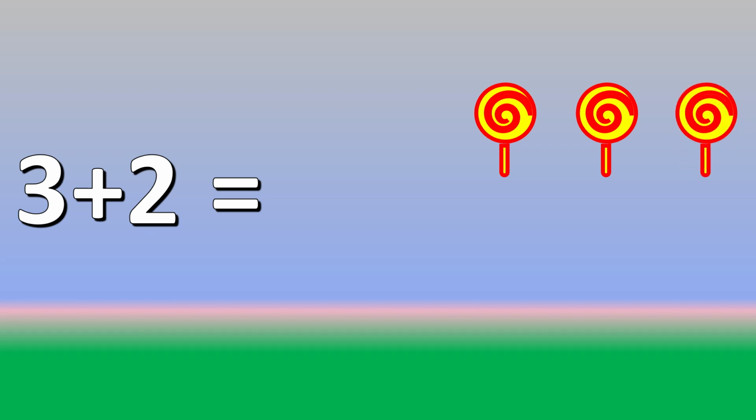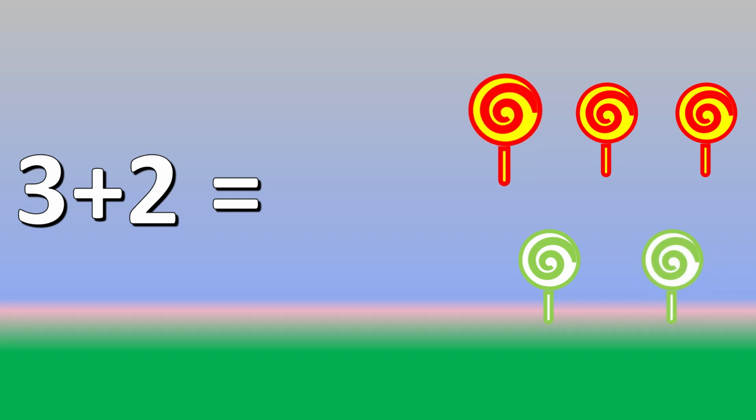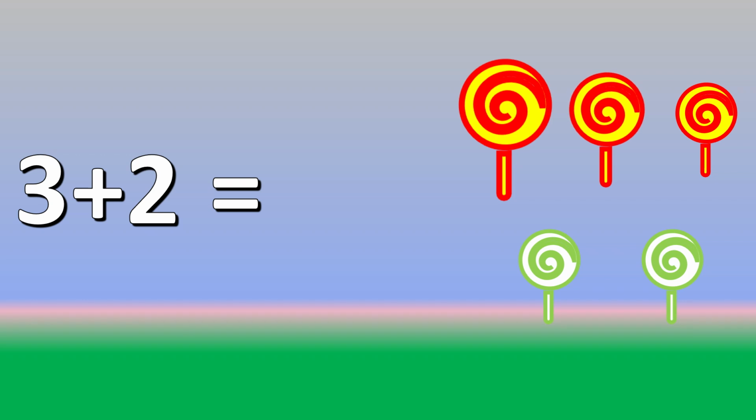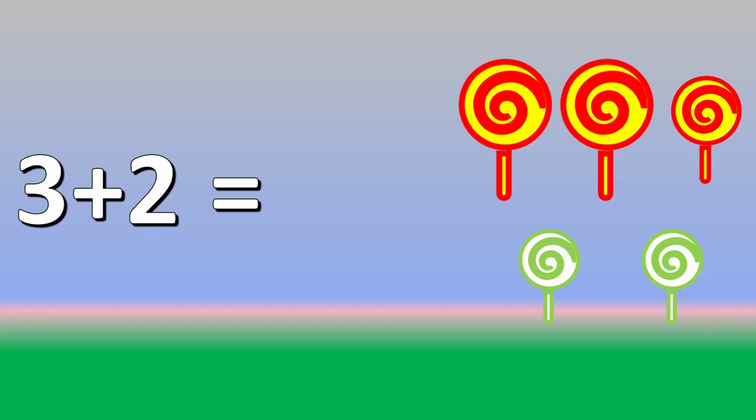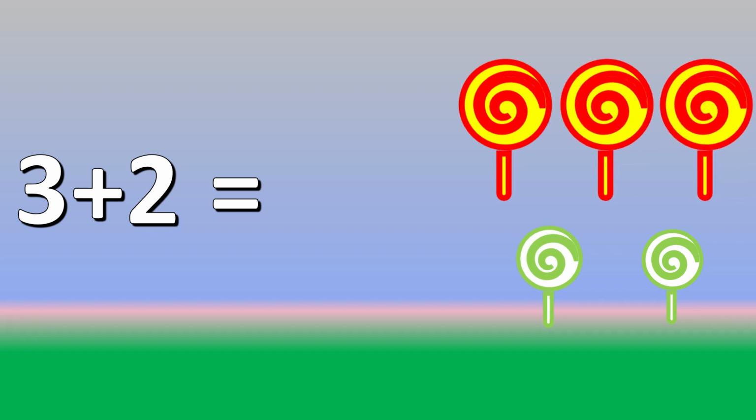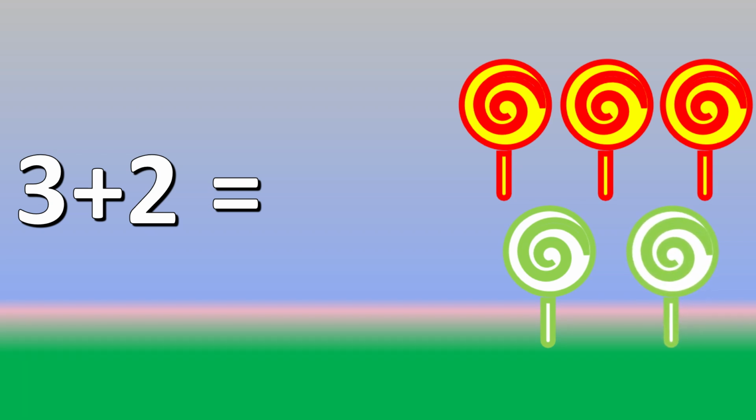3 plus 2 equals to... 1, 2, 3. Plus 2. 1, 2. Now count. 1, 2, 3, 4, 5.